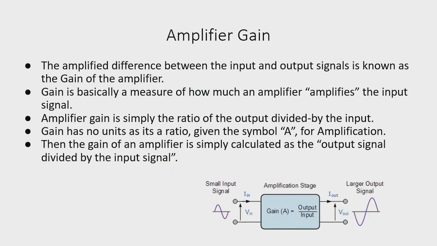To understand how much the input signal has been amplified, or how much an amplifier amplifies the input signal, a factor called gain is considered. The amplifier gain is simply the ratio of output divided by the input. The gain has no units as it's a ratio, but in electronics it is commonly given a symbol A for amplification. The gain of an amplifier is simply calculated as the output signal divided by the input signal.